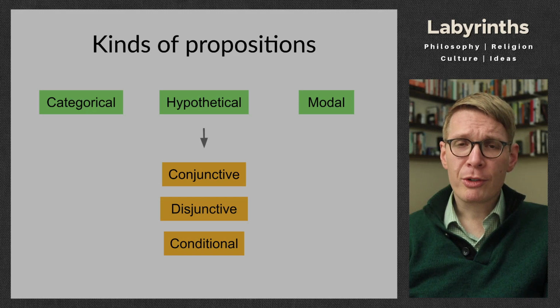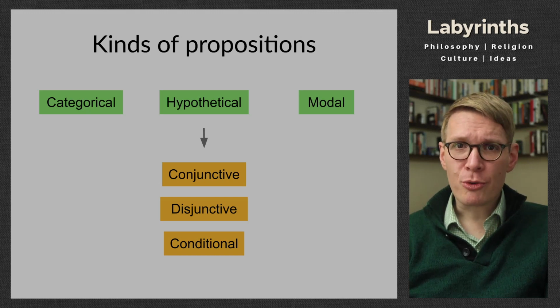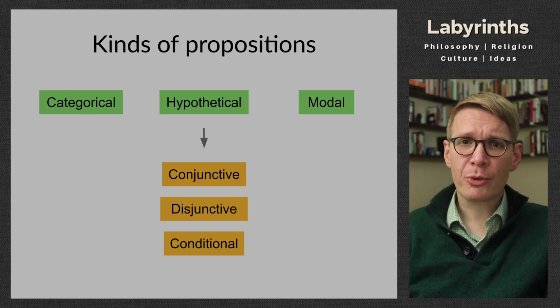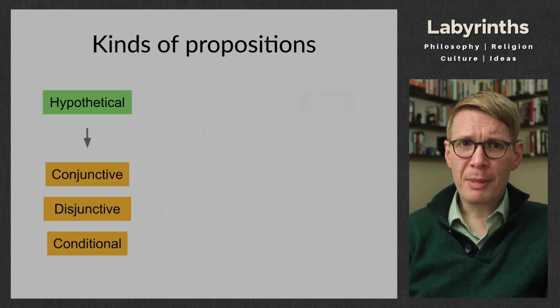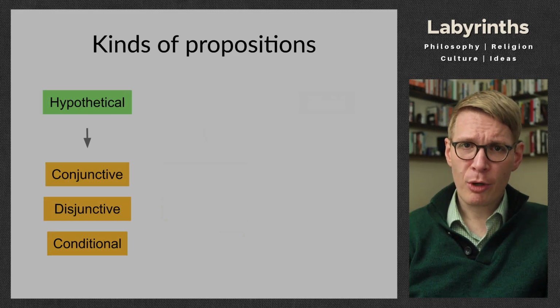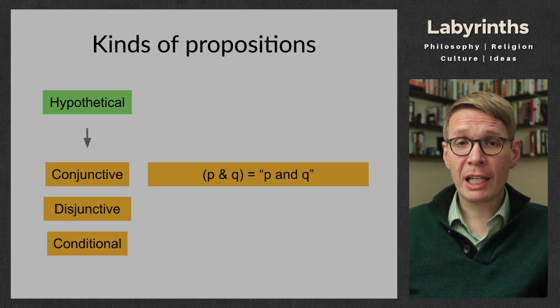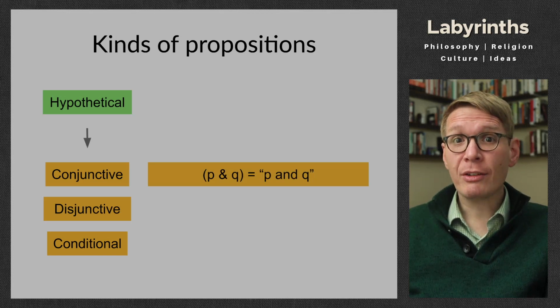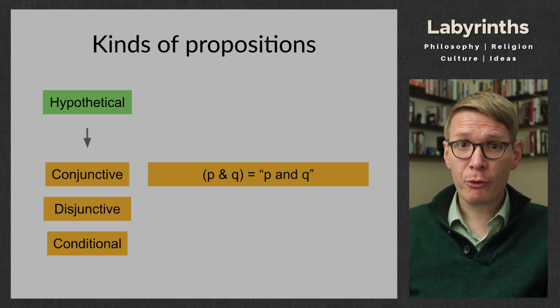Modal propositions concern modes of belief. It must be true. It might be true. That's a higher level concern that goes beyond what we're doing in this short series. So let's just review what we mean here by hypothetical proposition. So a conjunctive proposition, I'm just making the claim that both P and Q are true. And in order for it to be true, both P and Q must be true.